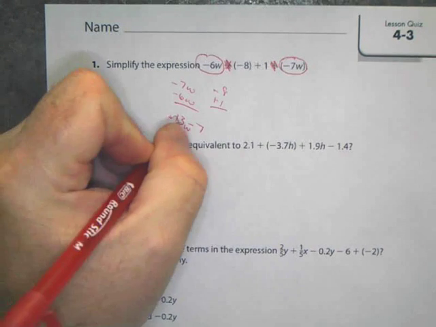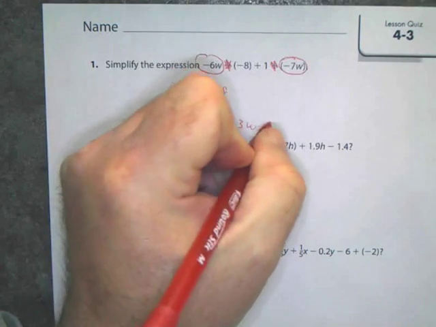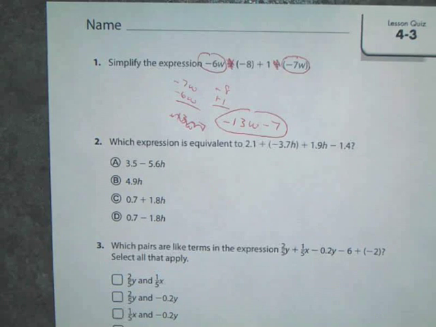So it looks a little clustered up. Let's write it out a little bit more clearly. I'm going to give you that first answer, -13W minus 7. I do like variables up front.